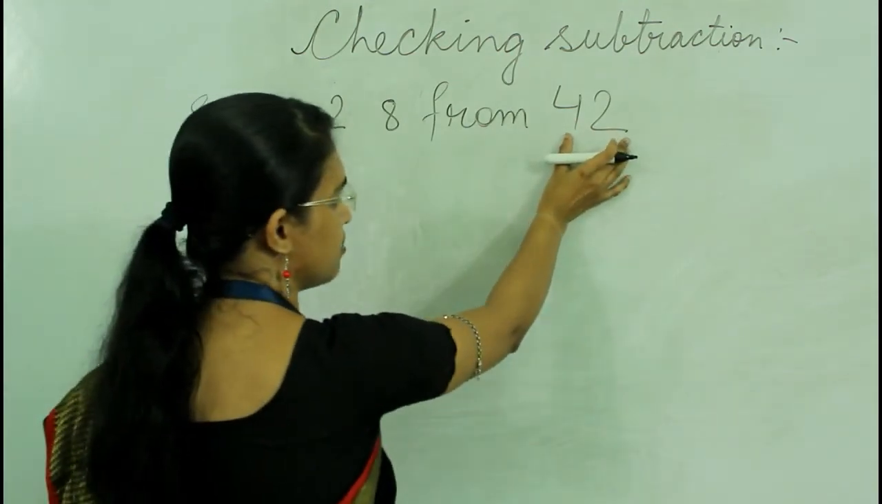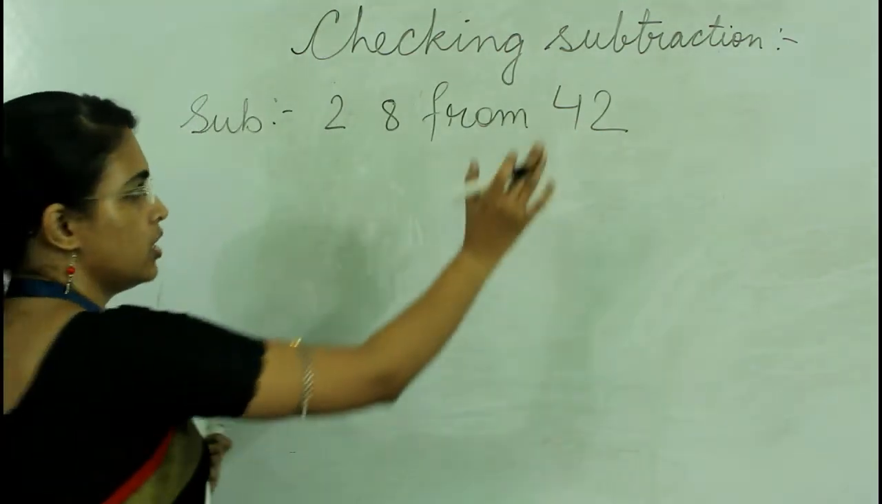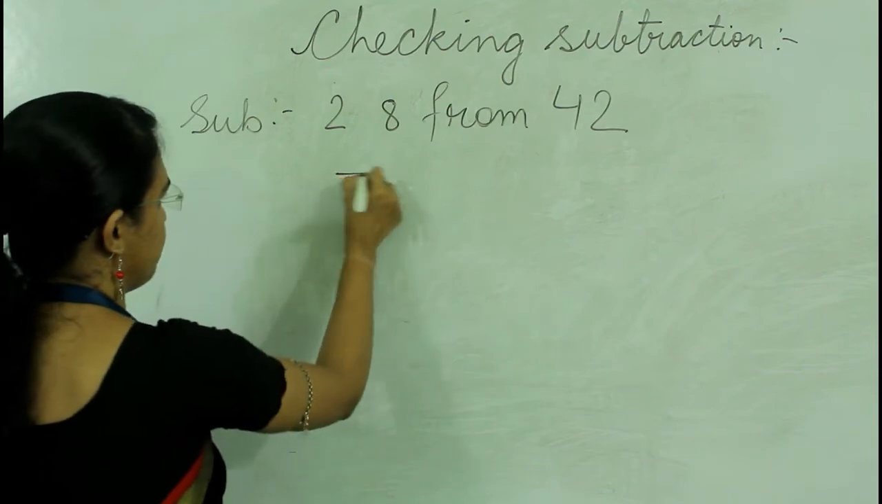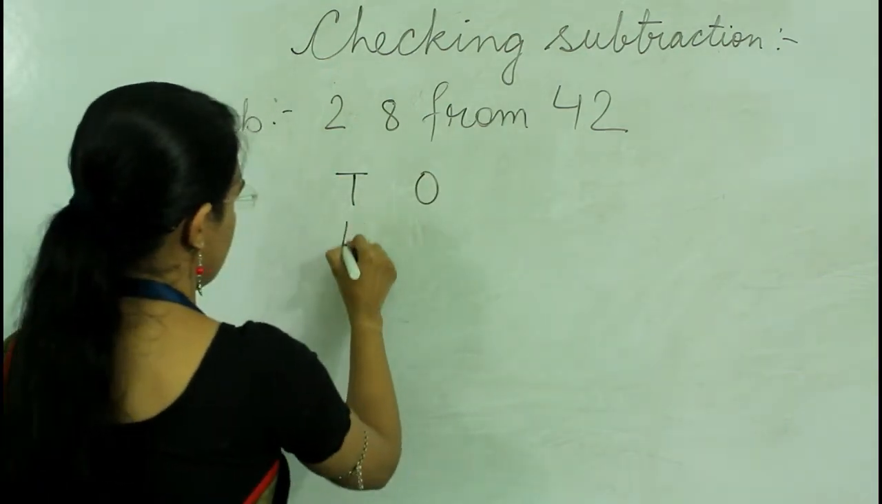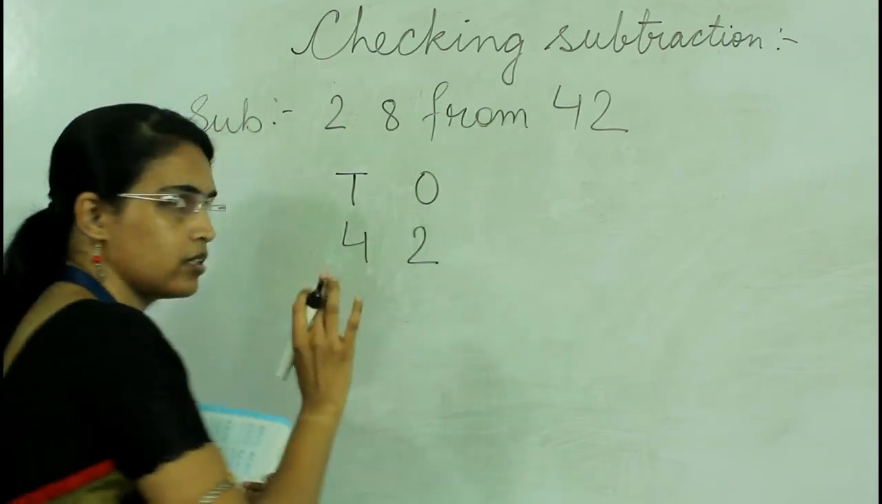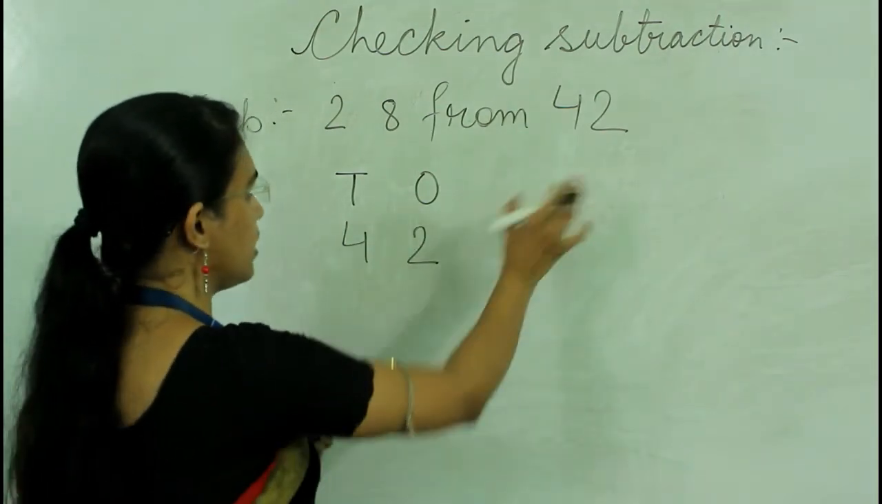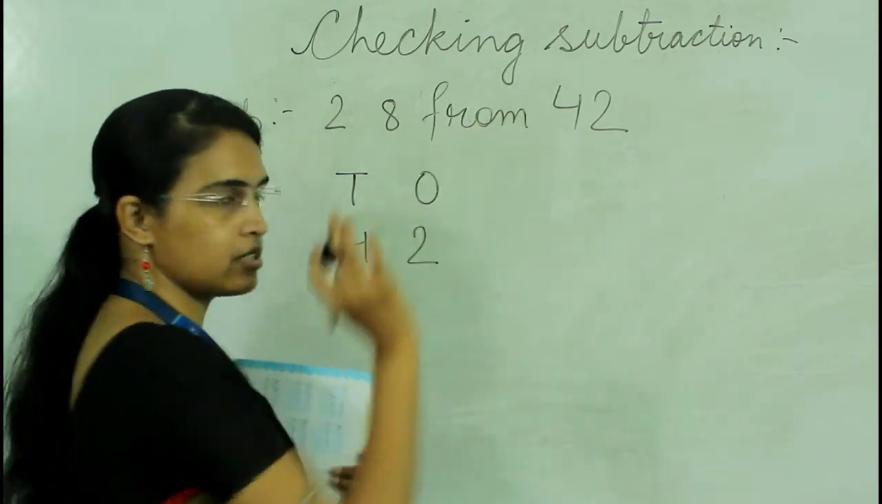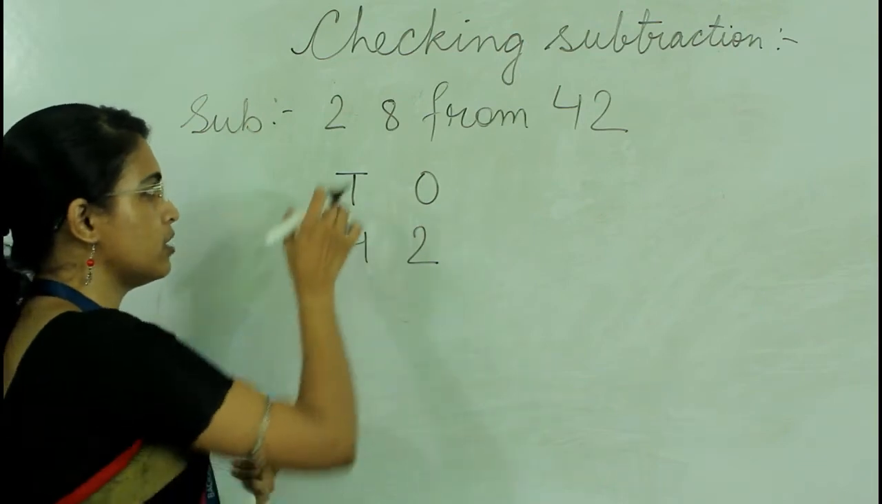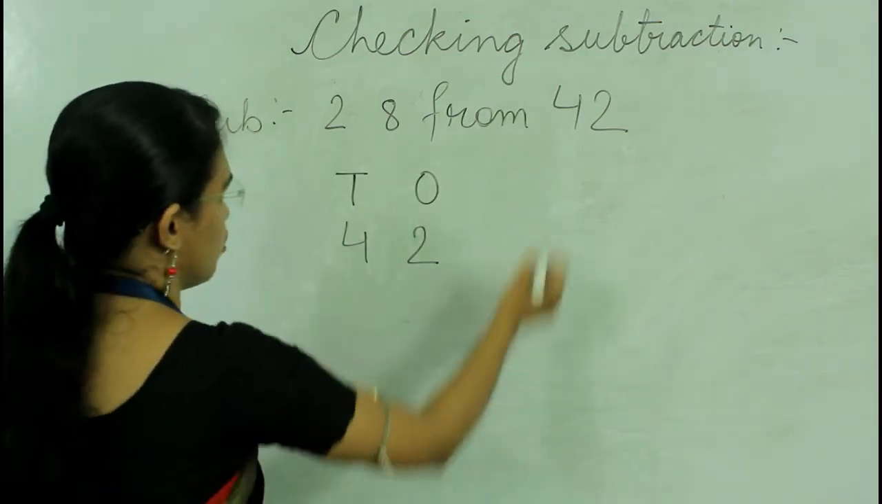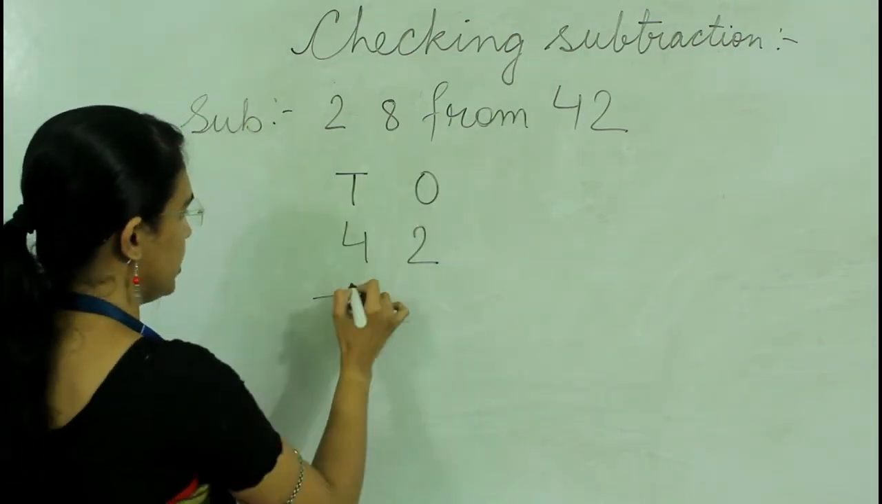This is the biggest number, so we have to put the biggest number at the top. First write T and O, then put this number at the top. Whenever you are doing subtraction, always remember that you have to write the biggest number first. Then you subtract the smallest number from the biggest number. Okay? So 42 minus 28.